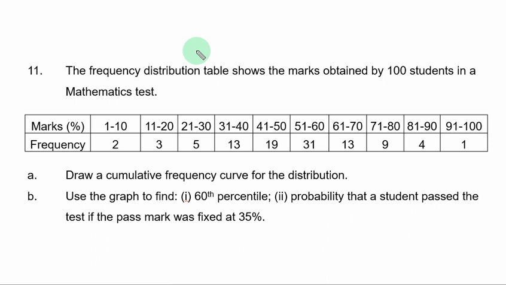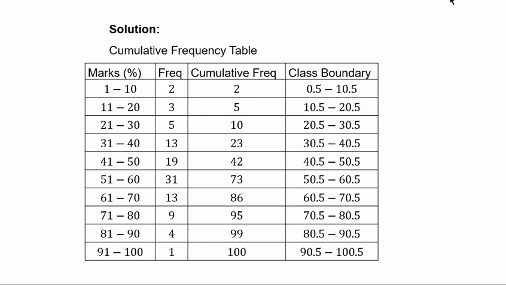B part: use the graph to find, one, the 60th percentile; two, the probability that a student passed the test if the pass mark was fixed at 35%. Solution: to construct the cumulative frequency curve, we need to construct a cumulative frequency table from the given table by addition of two other columns: cumulative frequency and class boundary.